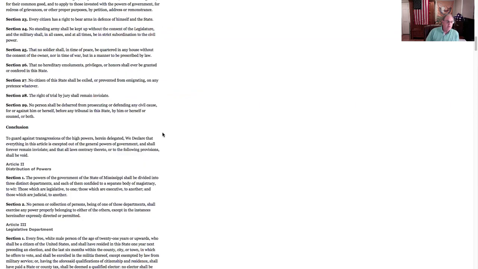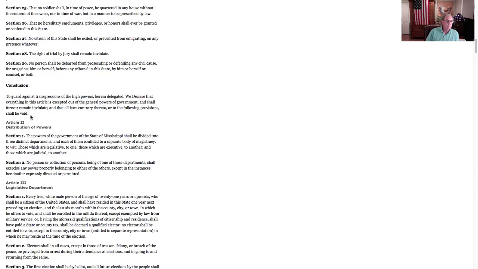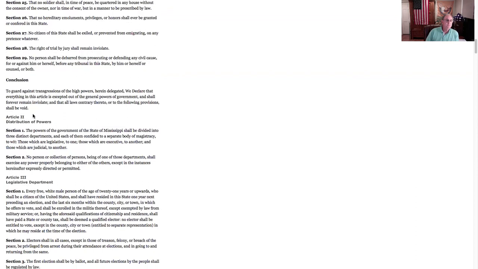But when you get down here to the end of this, the end of the Bill of Rights has a conclusion paragraph or little sentence. It says, to guard against transgressions of the higher powers herein delegated. So these 29 things in the Bill of Rights for the original state of Mississippi are there to guard against transgression of the government, the higher powers herein delegated. Okay, because after that, it starts with distribution of powers.